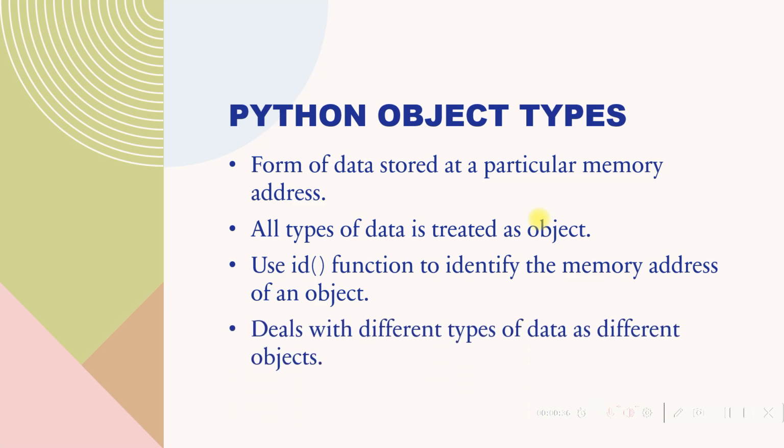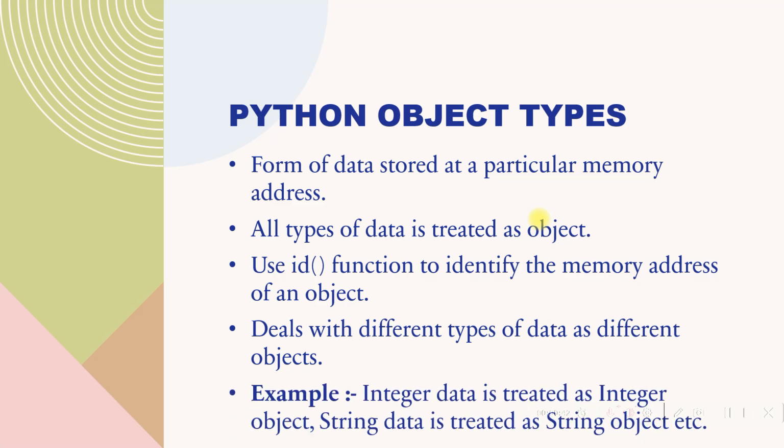And Python deals with different types of data as different objects. For example, if there is integer data, it is treated as an integer object. If there is string data, it is treated as a string object. Likewise, if there is Boolean data, it is treated as a Boolean object. So Python treats the different types of data as different objects.